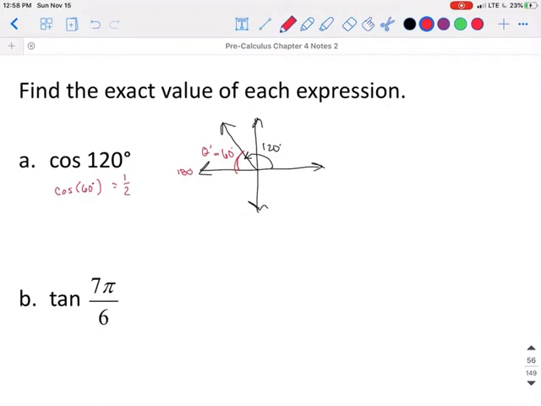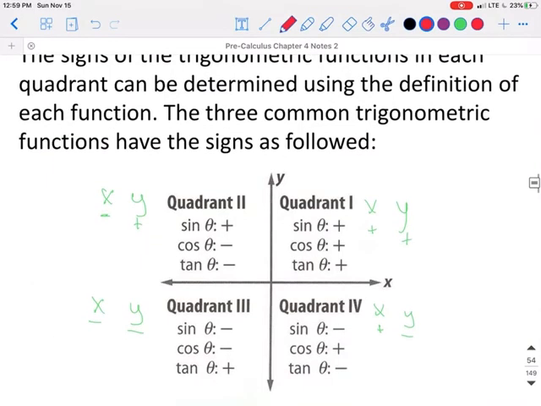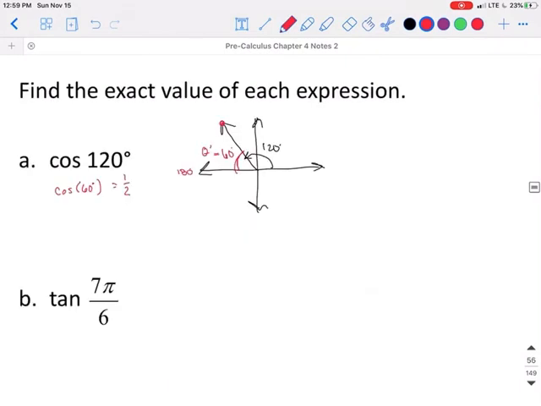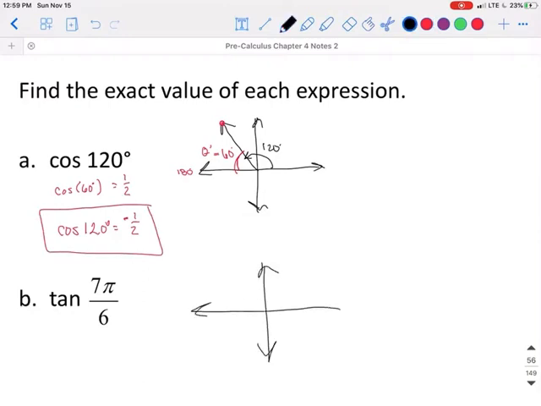But our angle ends in the second quadrant. Since it's in the second quadrant, we know that cosine will be negative. So the cosine of 60 is 1/2, but the cosine of 120 degrees will be negative 1/2. If we start with 7 pi over 6, that's going to be right here.